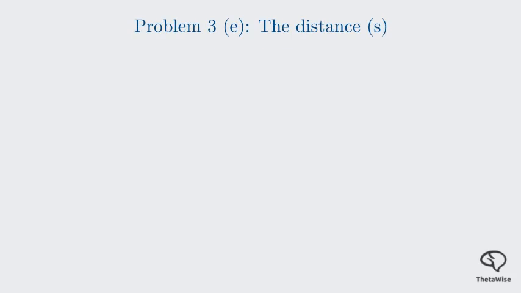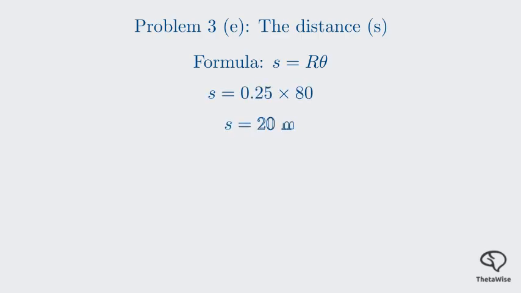This is the linear distance covered by a point on the circumference. We use the same relationship we've seen before, s equals r times theta. From part D, we know the angular displacement theta is 80 radians. The radius r is 0.25 meters. So s equals 0.25 times 80. Calculating this gives us a distance of 20 meters.